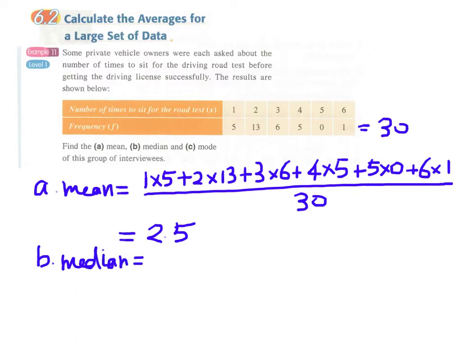And the median will be the number at the middle. Since we have 30 persons, the number at the middle will be between the 15th and the 16th value. And we can just look up the frequency table here. So the 15th one should be in the group 2. The number of times is 2 to sit for the road test. Since we have 5 plus 13, we have 18, and we have 15.5. This value should be within this group 2. So the median will be 2 times.